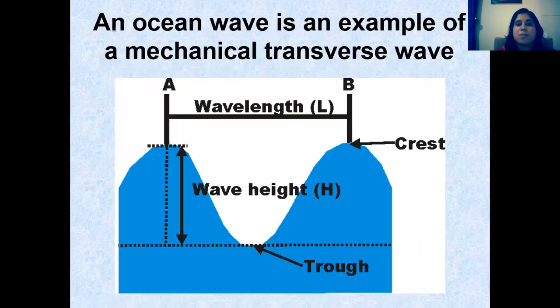Now, this is a picture of an ocean wave, which is an example of a mechanical wave. Now, the trough is the bottom part, the crest is the top part, and wavelength means the distance from one crest to another crest. And from the center of the wave, if I go up, that is called the amplitude.